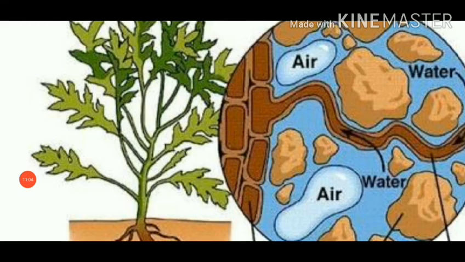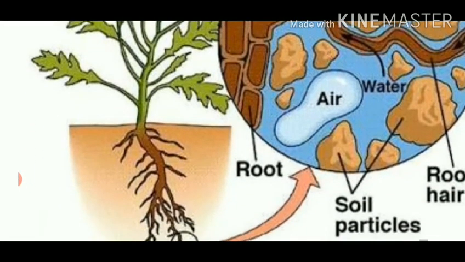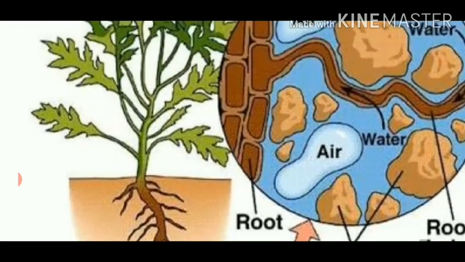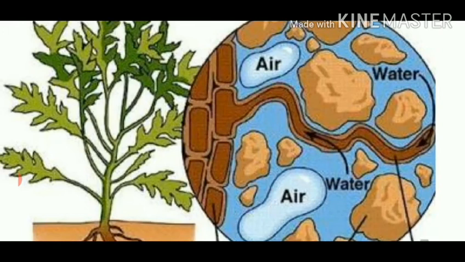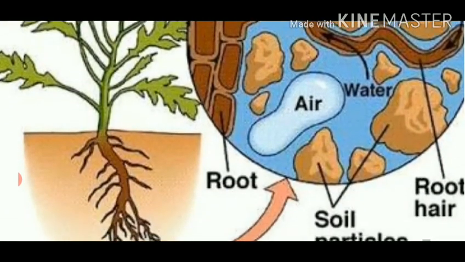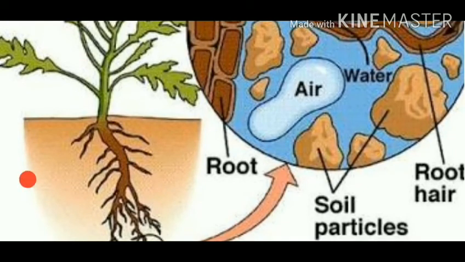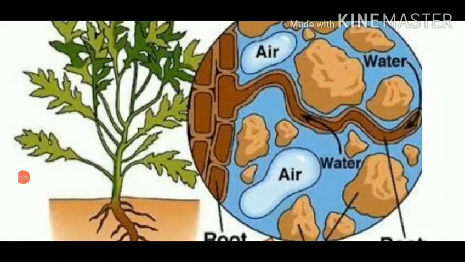Plant roots have a large number of tiny hairs on them which are called root hair. Oxygen from air present in the soil particles moves into the root hair and reaches all the cells in the root, where it is utilized for respiration.